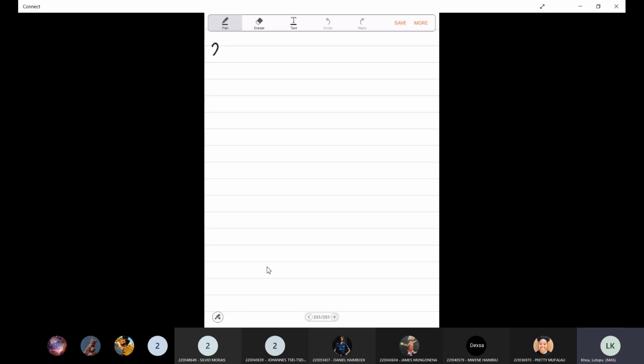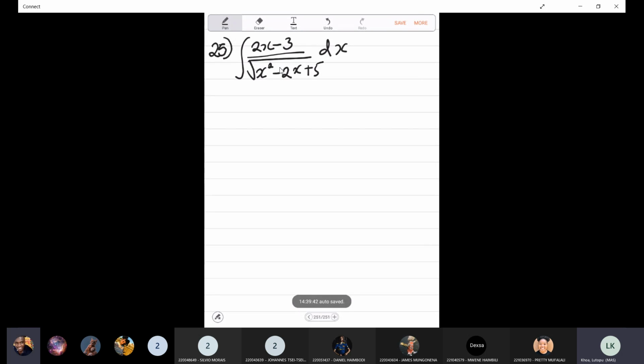Number 25, we have the integral of 2x minus 3 over the square root of x squared minus 2x plus 5 dx. Okay, so this is what we have to integrate. So we say that whenever your numerator is a linear term like this, what you want to do is split it up in such a way that the first part will give you a numerator.